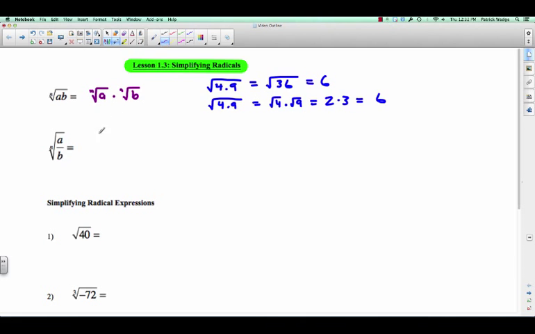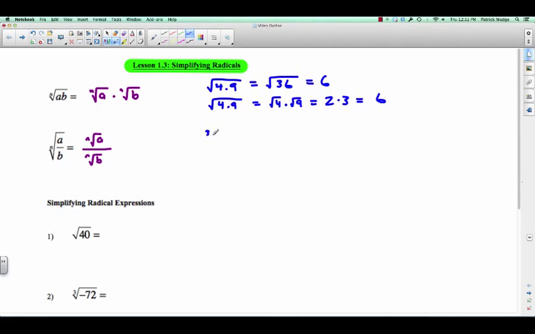The second property here: if you're taking the nth root of a fraction, then that's the same as taking the nth root of a and dividing it, I'll write the division like this, by the nth root of b. It's very similar to this, right? You're just separating the two parts. In this case, you're multiplying the two parts. In this case, you're dividing. So we'll show you an example of that.